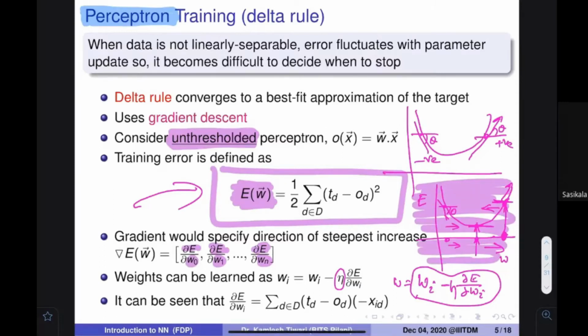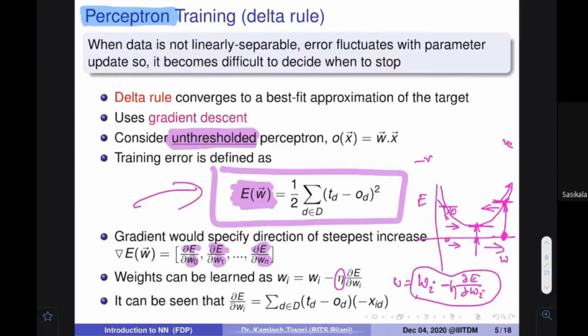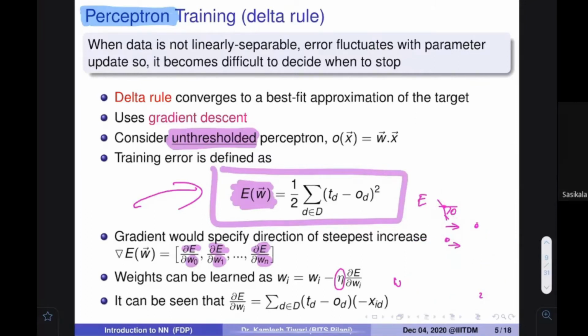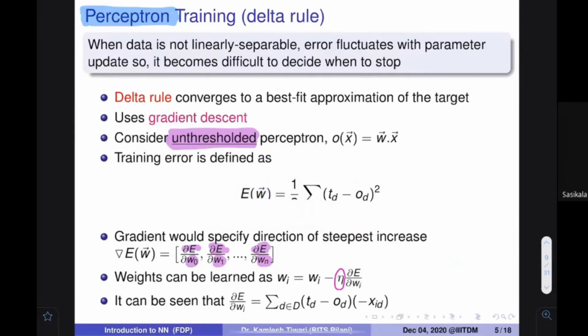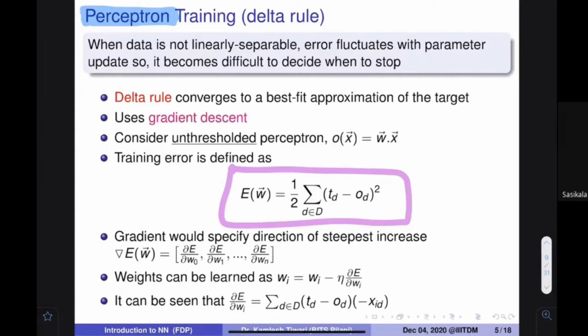Okay. So you may be asking, sir, why have we created this equation? Why have we used this function? Number one question: why have we used this square error function? The answer is because this function is a convex function.